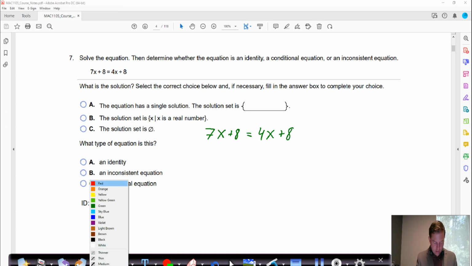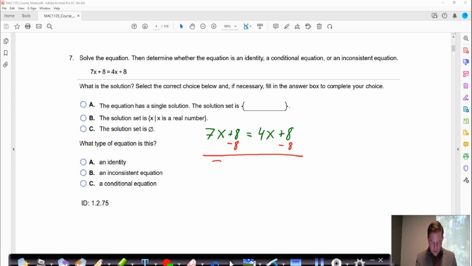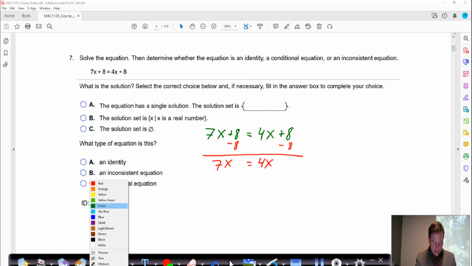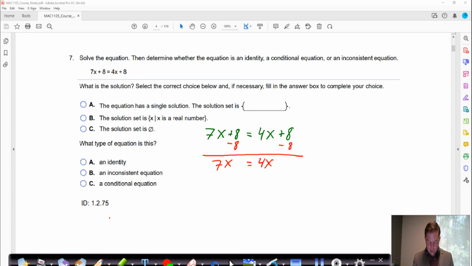And let's get rid of this 8 on the left. I tend to like my x's on the left. So we get 7x, equal sign drops down, 4x drops down. These 8's canceled, so I didn't write them. But interesting, these 8's also cancel. So I don't have any numbers left. Okay, so now like I said, I like to have my x's on the left. So let's subtract 4x from both sides.